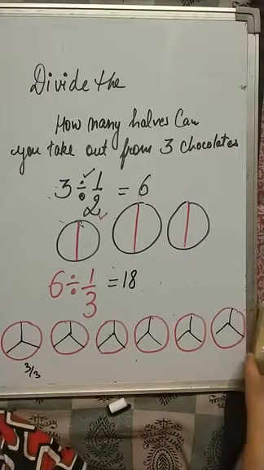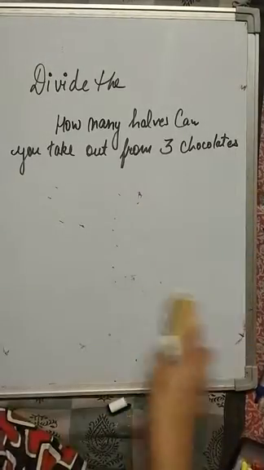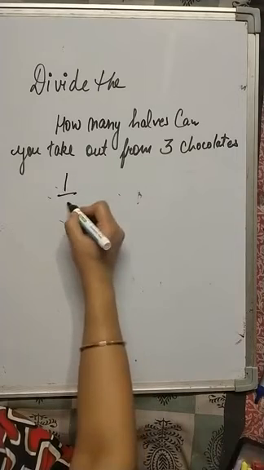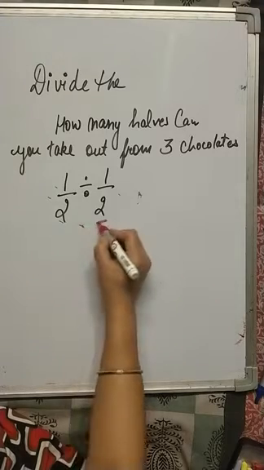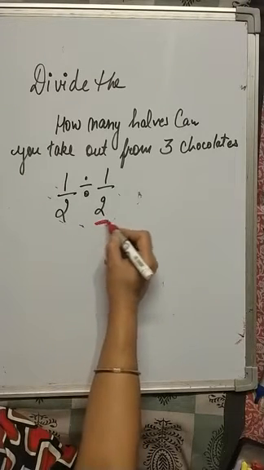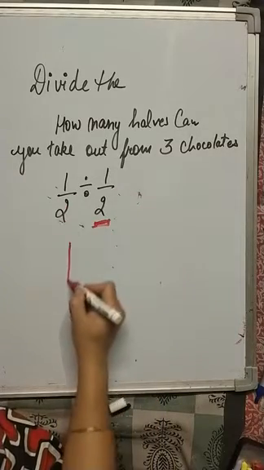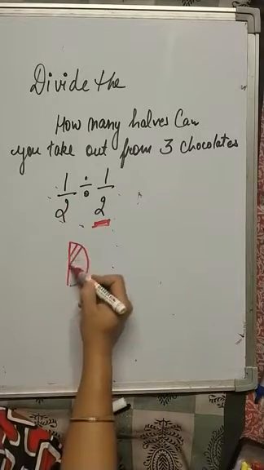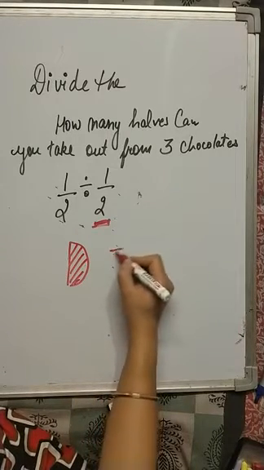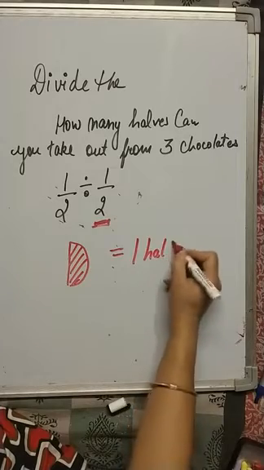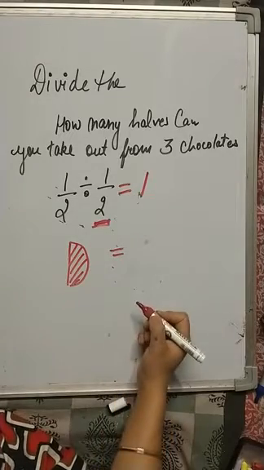But if we have to think of how many halves can you take out, this is the number which shows what we have to take out. How many halves can you take out from half a chocolate? You have half already. Now from this, how many halves can you take out? How many halves? Only 1 half. Yes. So the answer is 1. Okay? The answer is 1.